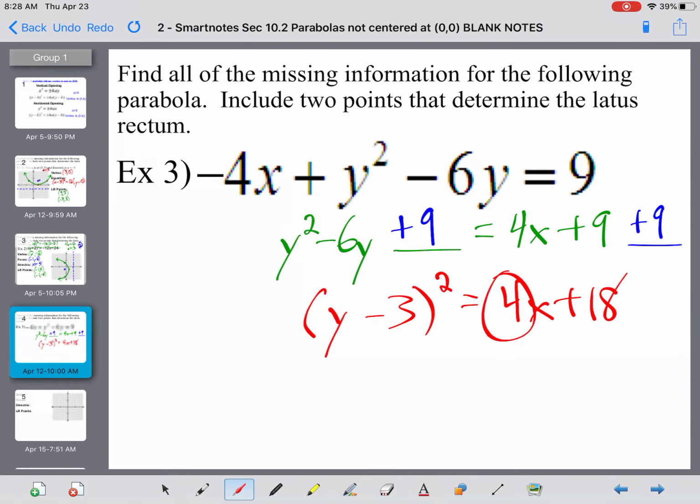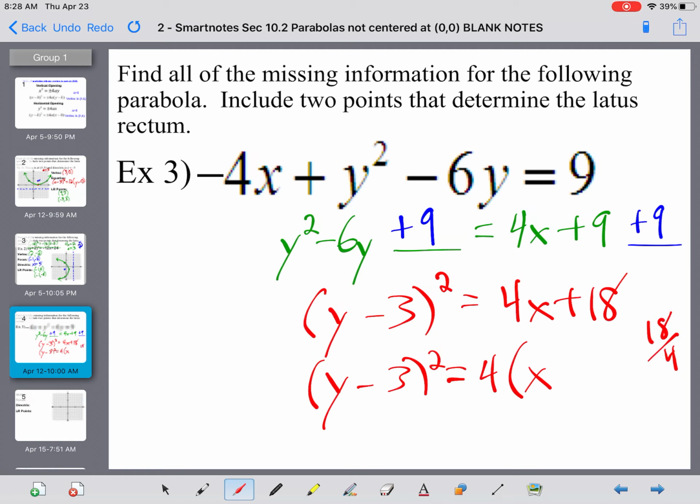I've got to take the 4 out so that it's in the right form. So this is y minus 3 squared equals 4 times x. Now you have to take that 4 out even if it's not a perfect factor. So remember, factoring is dividing. I'm dividing 18 by 4, which gives me a plus 9 over 2.